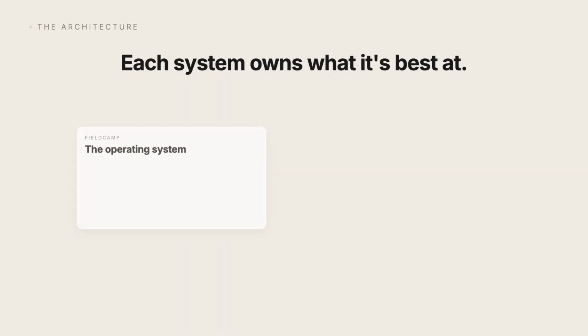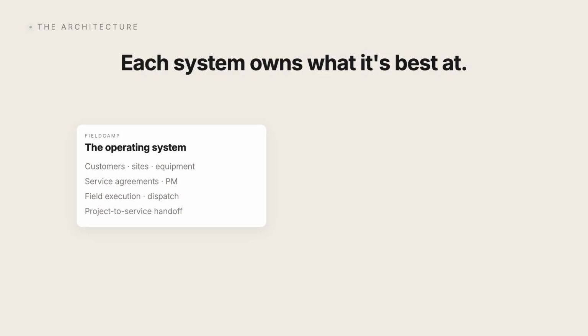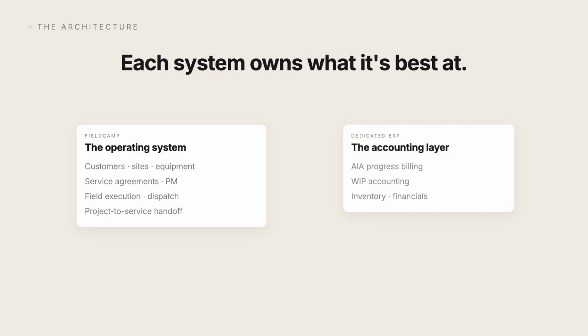system with FieldCamp today. The right architecture may be FieldCamp running the customer site, equipment, service agreement, field execution, and service handoff, while a dedicated ERP system remains responsible for the accounting and inventory parts of it. And that's the honest answer. FieldCamp can model the real commercial HVAC operation, like not even ServiceTitan can reach this level. The service side is strong. The project spine is flexible. The deepest construction accounting layer is where the ERP and the accounting software get involved.